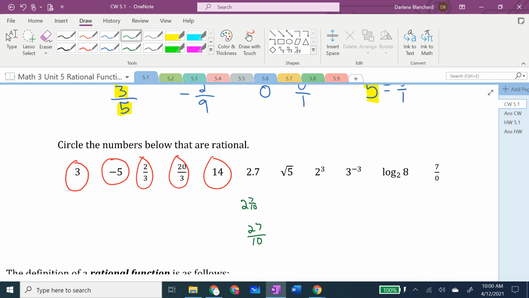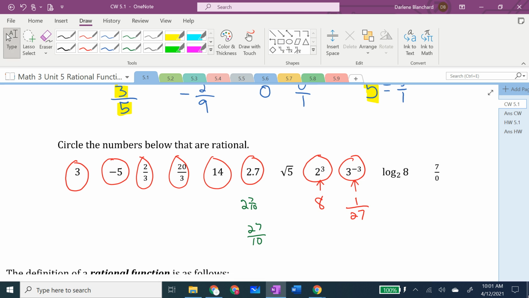Now, what about the square root of 5? Is that something that we can actually write in fraction form? That is not. That will not get circled. What about 2 cubed? What is 2 cubed? And so because it can be written in a fractional form, it is considered a rational number. What about 3 to the negative 3? Can be written as a fraction.